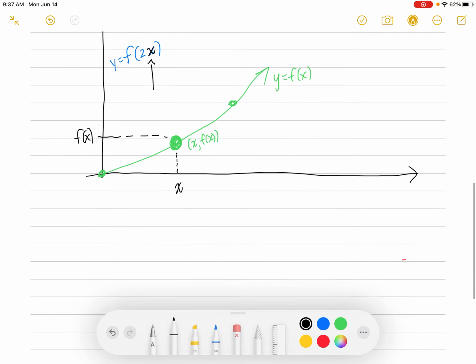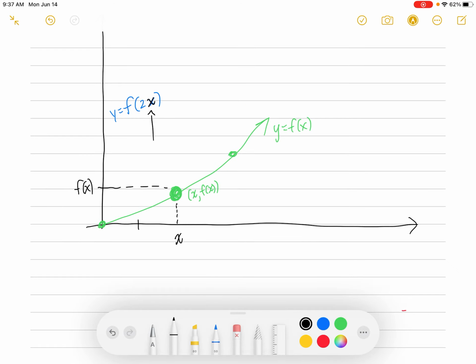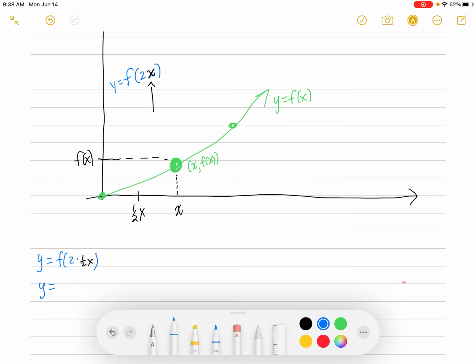What we can do is plug in something else for x. You're allowed to plug in anything for x. So right here, I'm going to change what I plug in. Rather than plugging in x, I'm going to plug in 1/2 x. Let's see what happens. I'm going to do some scratch work on the side. I'll have y equals f of 2 times 1/2 x. The 2 on top cancels with the 2 on bottom, and you just get 1x, or simply x. So when you plug in 1/2 x into this blue function, your output is f of x.